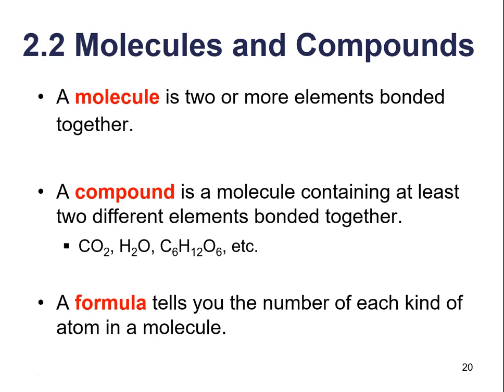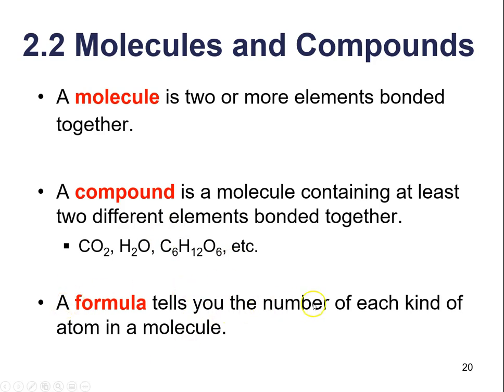A compound is a molecule that contains at least two different elements bonded together. Okay, so a molecule doesn't have to be different elements; a compound does, different elements. All right, so some examples of compounds: carbon dioxide, water. We should be able to recognize these compounds. What's this one? C6H12O6. Think for a second. It's glucose, all right?